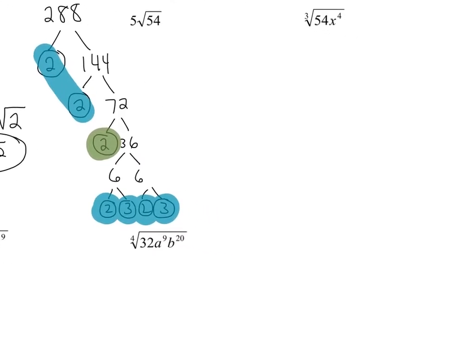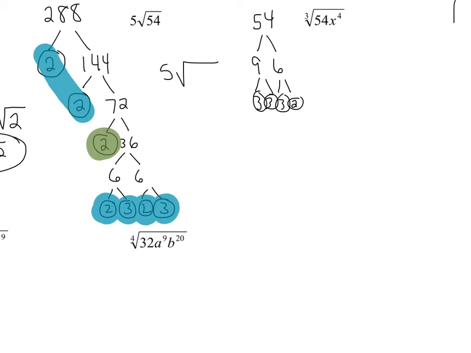Okay, let's look at this one. The only difference really in this one is we have a 5 out in front. So when we do our radical simplification, we will remember there's a 5 to start with here. So 54, if I factor it, I know that's 9 and 6. 6 is 3 and 2. And 9 is 3 and 3.